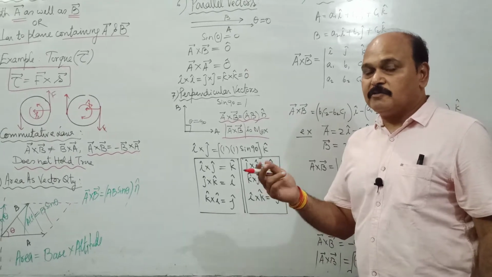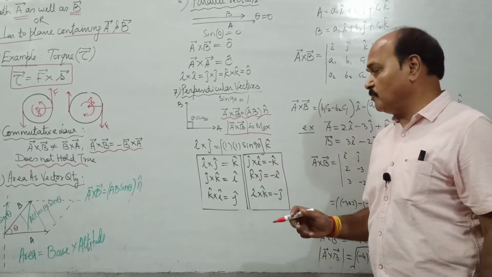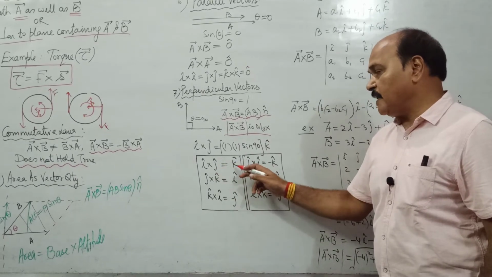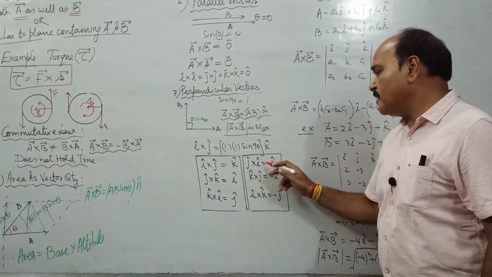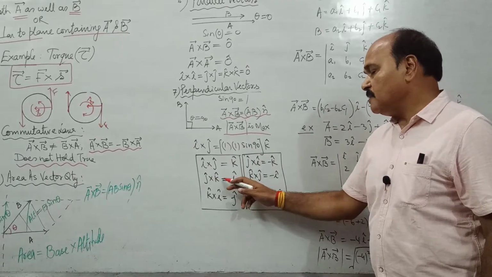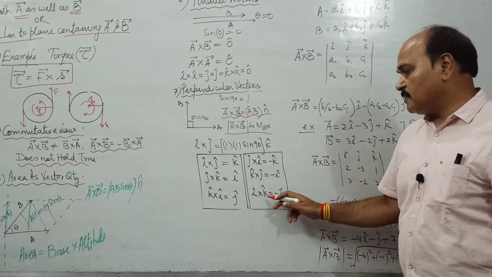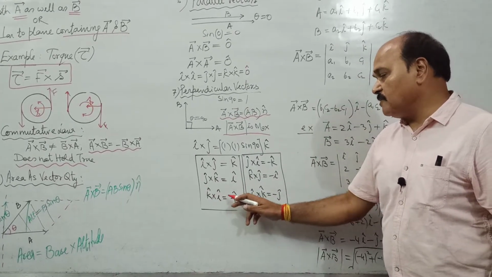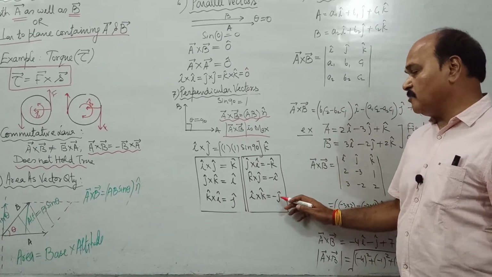A cross B is not equal to B cross A, but A cross B is minus times B cross A, that we know. So what is I cross J? K. So what is J cross I? J cross I is going to be minus K. J cross K is I, therefore K cross J is going to be what? Minus I. Likewise here, K cross I is equal to J, that means I cross K is going to be what?